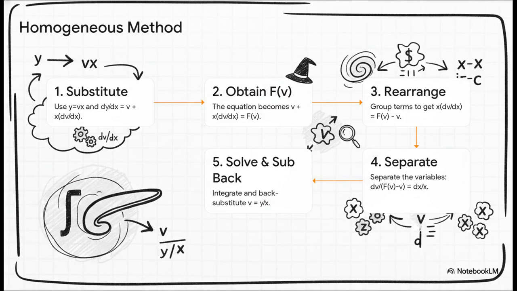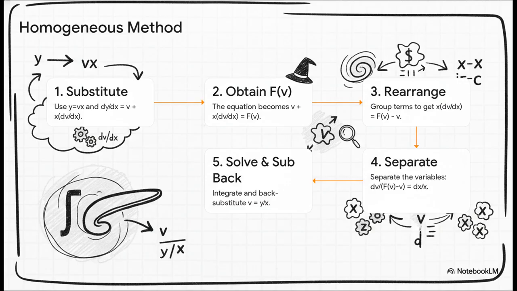Let's walk through the procedure. Step 1, you swap out every y with vx, but you also have to swap out the dy/dx. Using the product rule on y equals vx, the derivative becomes v plus x dv/dx. And here's where the magic happens. Because the original equation was a function of y over x, and since y equals vx, that means y over x is just v. So the whole right side of the equation just becomes a simple function of v.